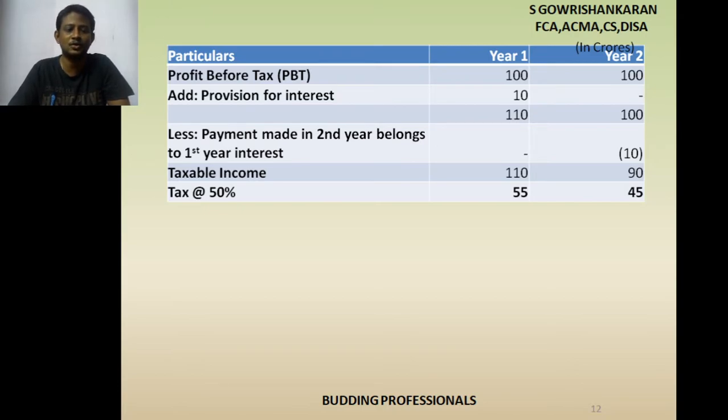Why that extra 10 crore? Because that extra 10 crore is basically first year interest. I have not paid in first year, so it is disallowed. Now it is paid in second year, so it is allowed as an expense. So my profit is reduced. 100 minus 10 equals 90 crore. That is my taxable income. On this taxable income, 50% is my provision for taxation. So tax at 50%, 90 into 50% is 45. So this is what is provided there.